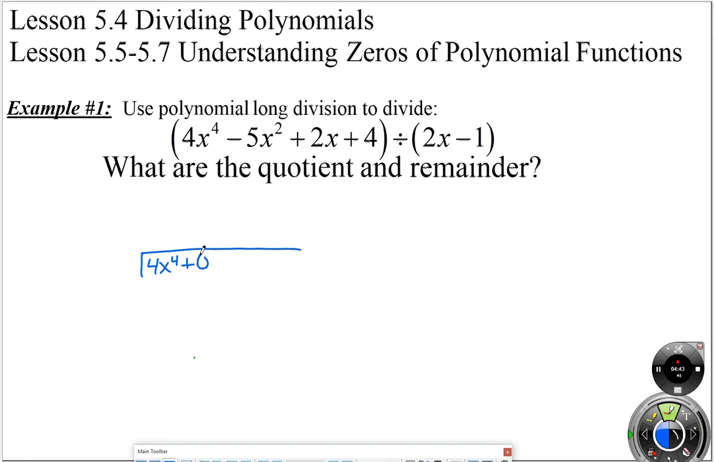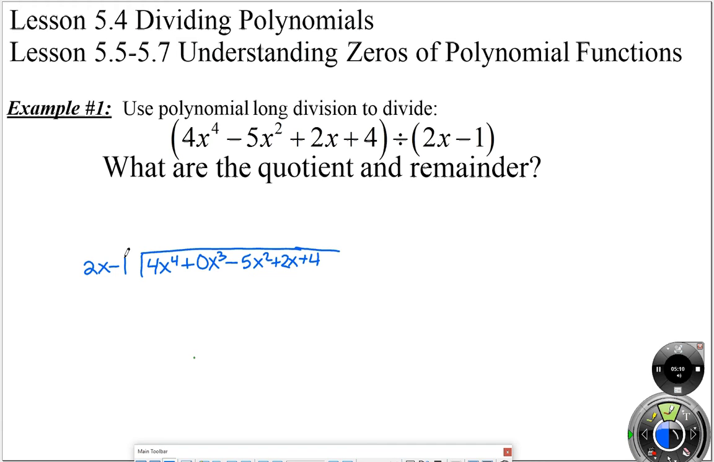So we just write plus 0x to the 3rd. And we call that a 0 placeholder. I haven't changed the polynomial. I have 0x to the 3rd. It is 0. It is okay for me to write it like this. I haven't changed any value, but I've given a spot where something could go. Okay, so our setup looks like this.